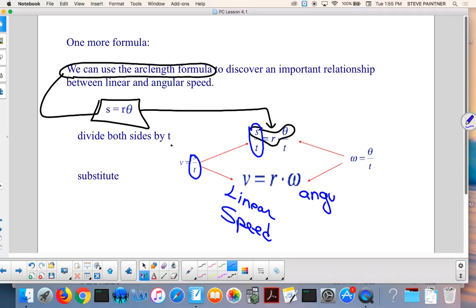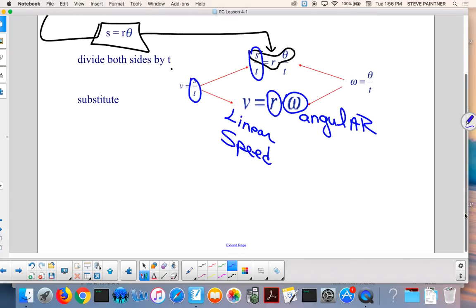Good. Guys, this is all you got to do. If you are ever given two of these three variables, use this formula. If somebody told me the radius and the angular speed, I could get linear speed just by multiplying. Can I prove it to you? Think of the Earth. What was the radius of the Earth? 3960 miles. What's angular speed? Theta over time.